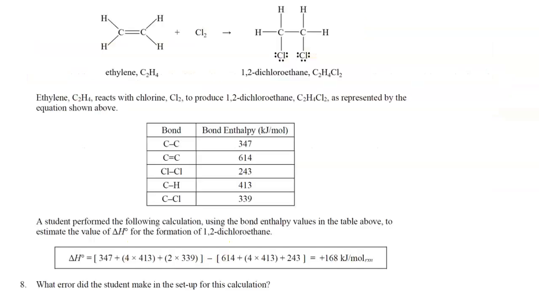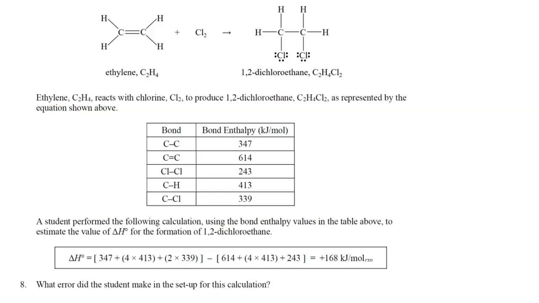Now let's take a look at question 8. In question 8, it says ethylene, C2H4, reacts with chlorine, Cl2, to produce 1,2-dichloroethane, C2H4Cl2, as represented by the equation shown above.